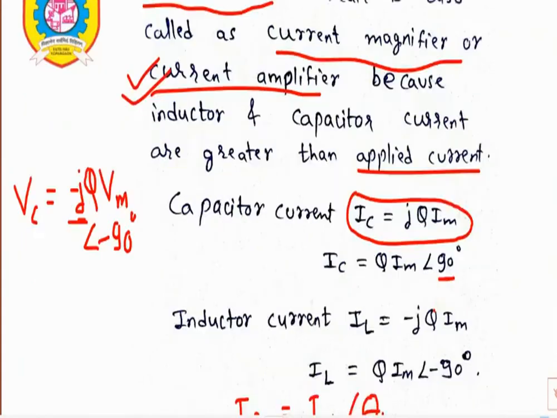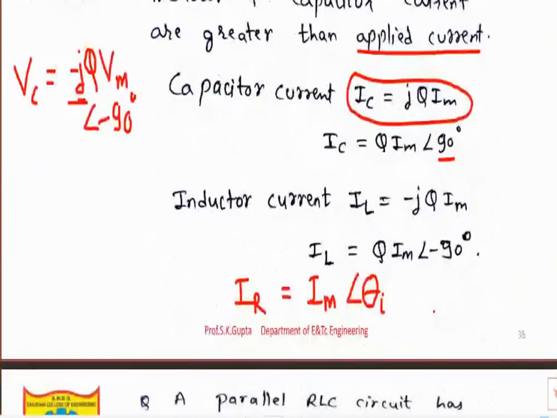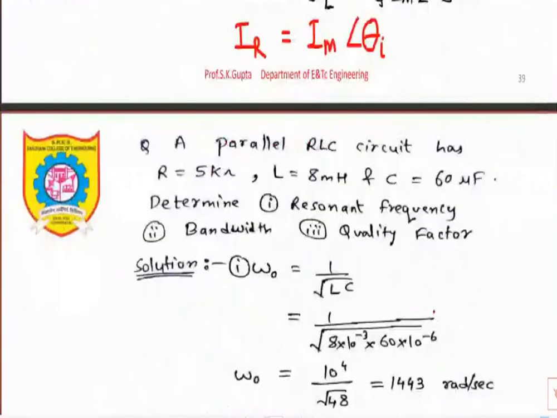So we will see one example. A parallel RLC circuit has R equal to 5 kilo ohm, L equal to 8 millihenry, and capacitor equal to 60 microfarad. Determine resonant frequency, bandwidth, and number 3, quality factor.